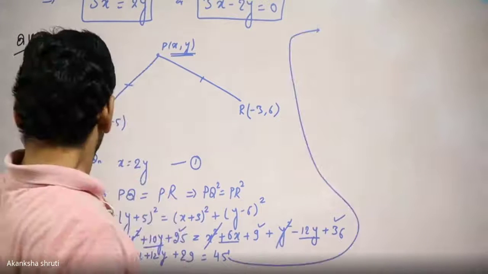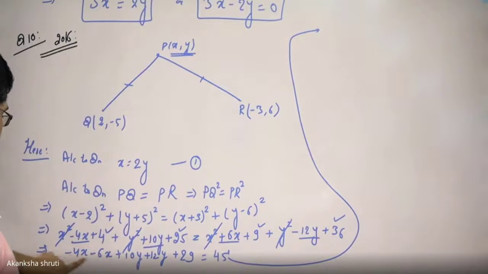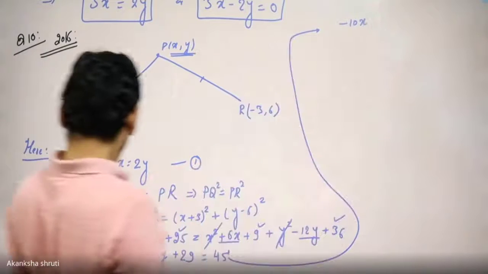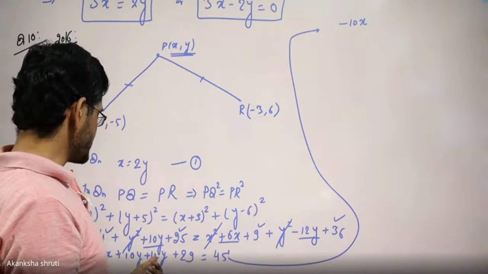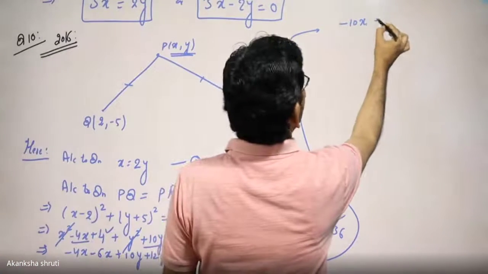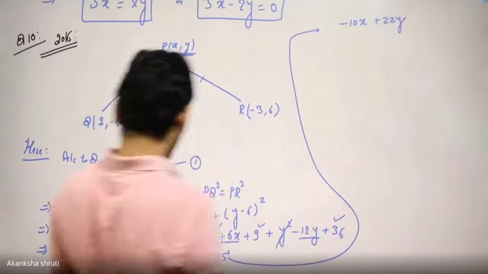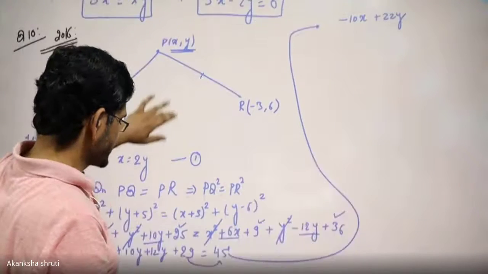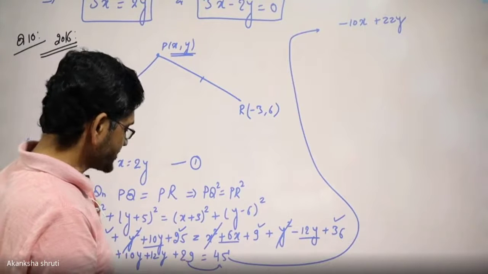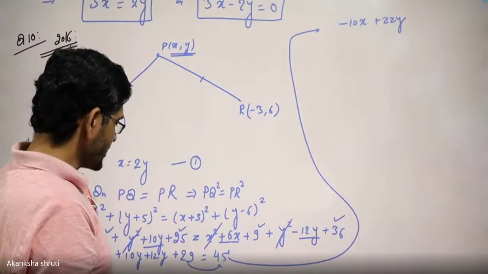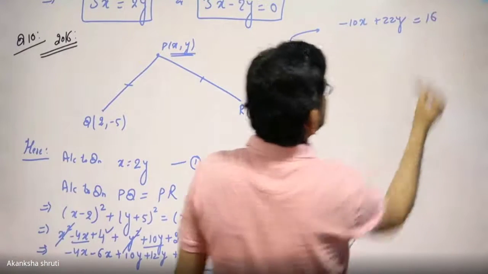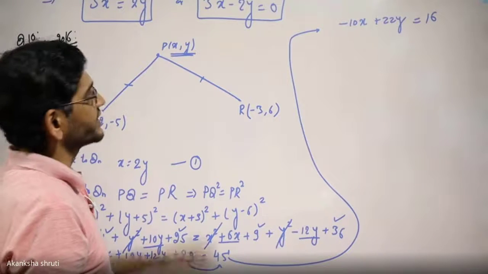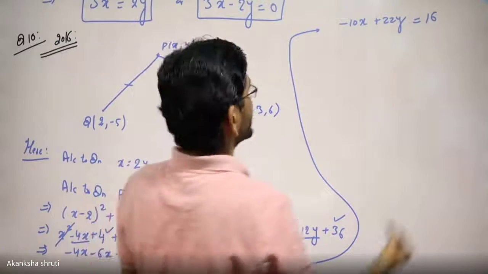I'm writing it here. Students, take this. Minus 4 minus 6 becomes minus 10x. Then plus 10y plus 12y becomes plus 22y. Then it is 29. The 29 may be sent to the right hand side. Sending it to the right hand side, it becomes 45 minus 29, which is 16. So it is equal to 16. 29 is sent to the right hand side. Okay, now 45 minus 29 is 16. So it is our second equation.